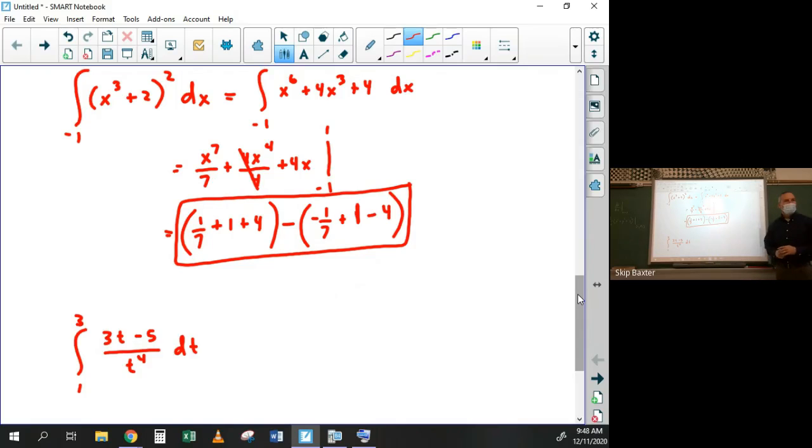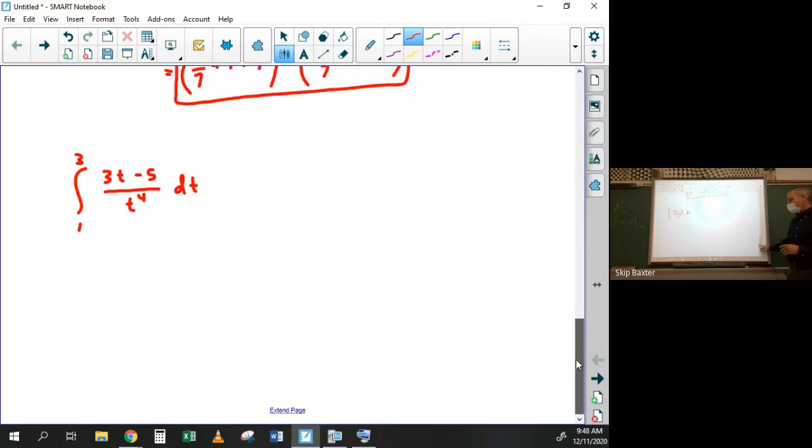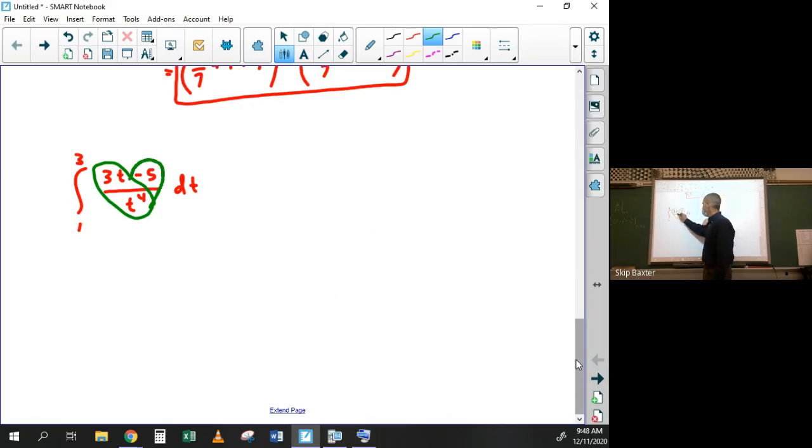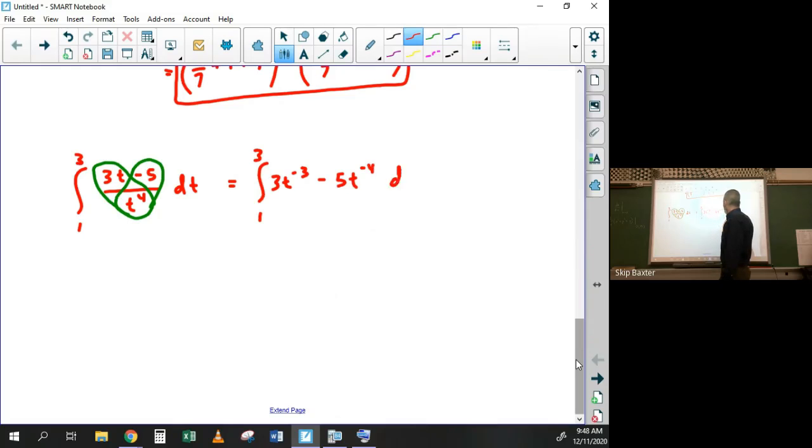That's all. Yeah. So you do t to the -4, and then don't you distribute it? Yeah, that's one way to think of it. You could think of this as t to the -4 and multiply it in, or you can just think of this as two separate fractions, like this fraction and this fraction, which is really the same thing as what you said, right? So this is just going to be the integral from 1 to 3 of 3t to the -3 minus 5t to the -4. And then the rest of it's pretty clear, right?